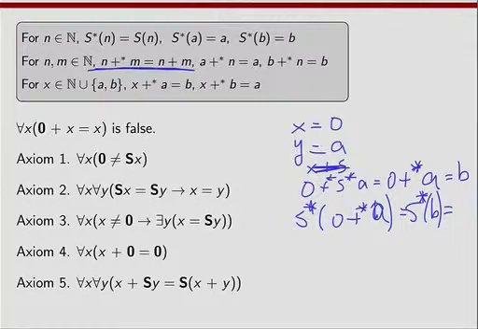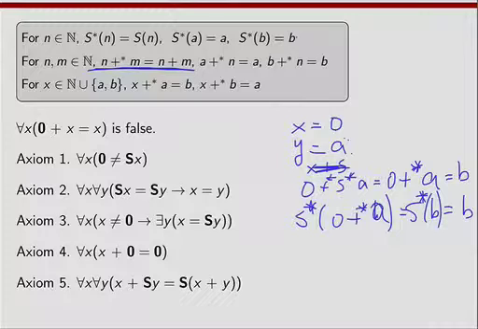But by our definition, that is of course just b. So when x is equal to 0, and it's easy to see it doesn't matter, this works as long as x is any natural number and y is equal to a. A similar argument holds if y is equal to b.